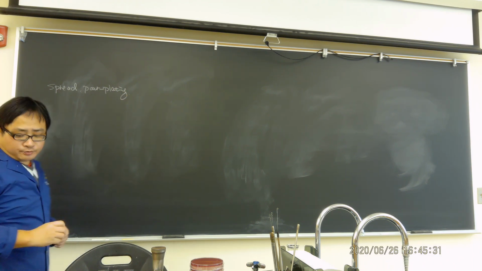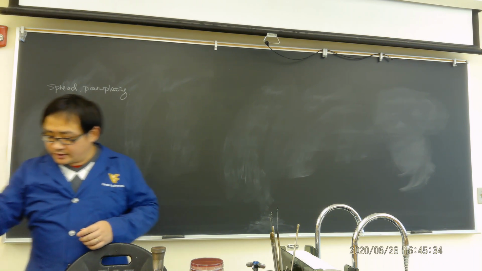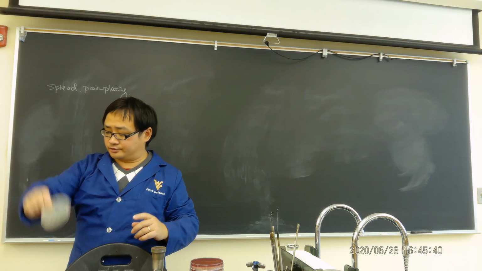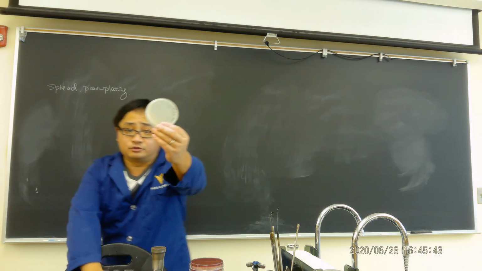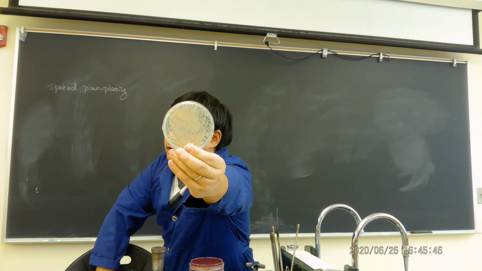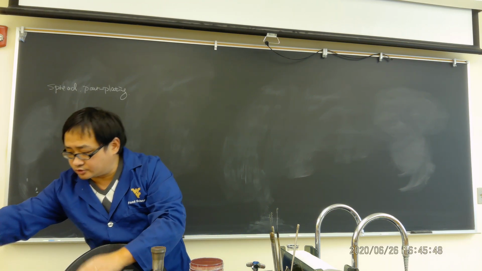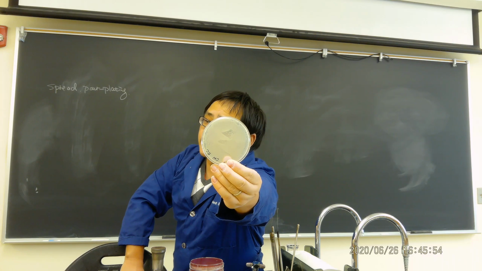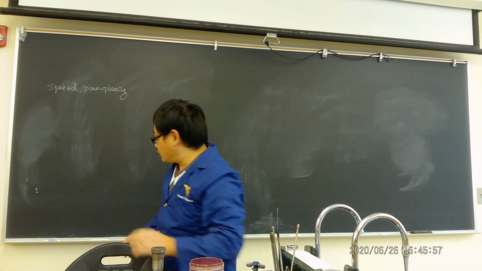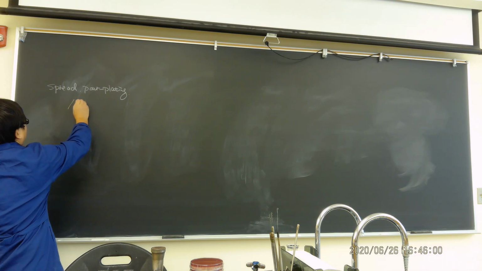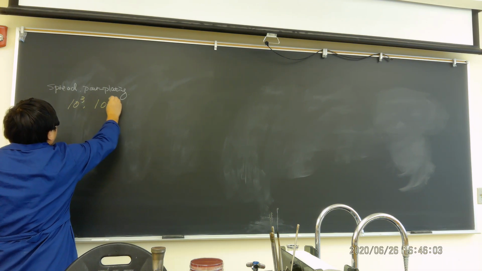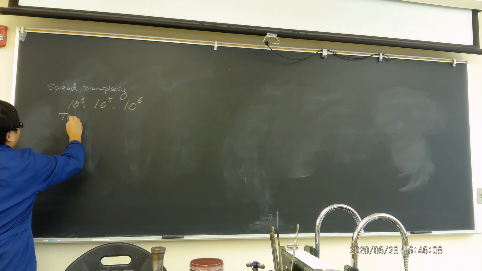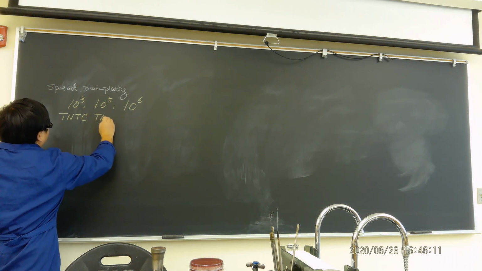So first of all, when you look at your plates, let's give an example. Let's say this plate. At 10 to the minus 6, there's a colony there. Then at 10 to the minus 5, you will see there are actually lots of colonies. And at 10 to the minus 3, you can even see a cluster there. So when we record this, we usually say 10 to the 3, 10 to the 5, and 10 to the 6. We will say these two are TNTC, too numerous to count.